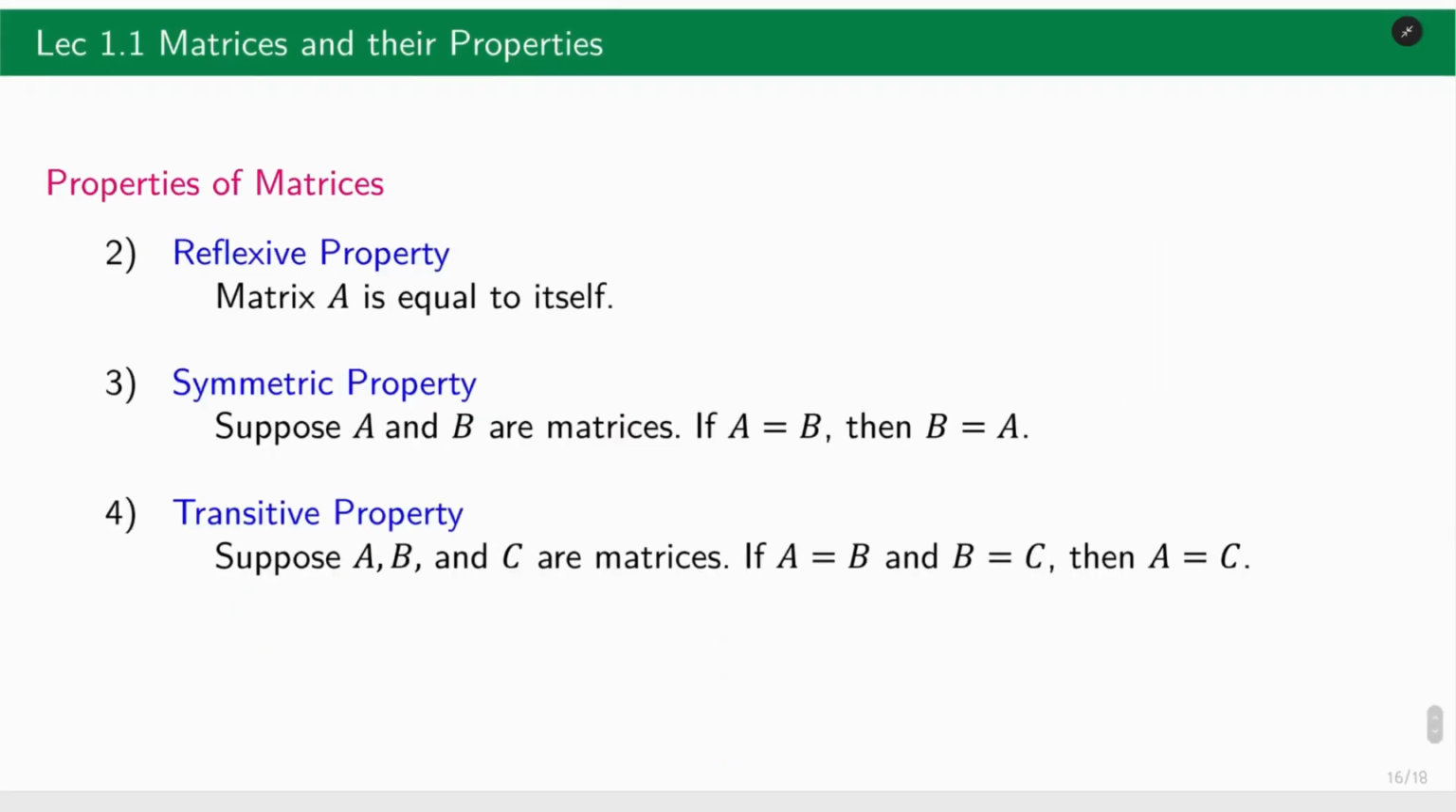Another property of matrices is the reflexive property. Matrix A is equal to itself. That is reflexive. Third, symmetric property. Suppose A and B are matrices. If A is equal to B, then B is equal to A. Fourth, the transitive property. Suppose that we have A, B, and C as matrices. If A is equal to B and B is equal to C, then A is equal to C.